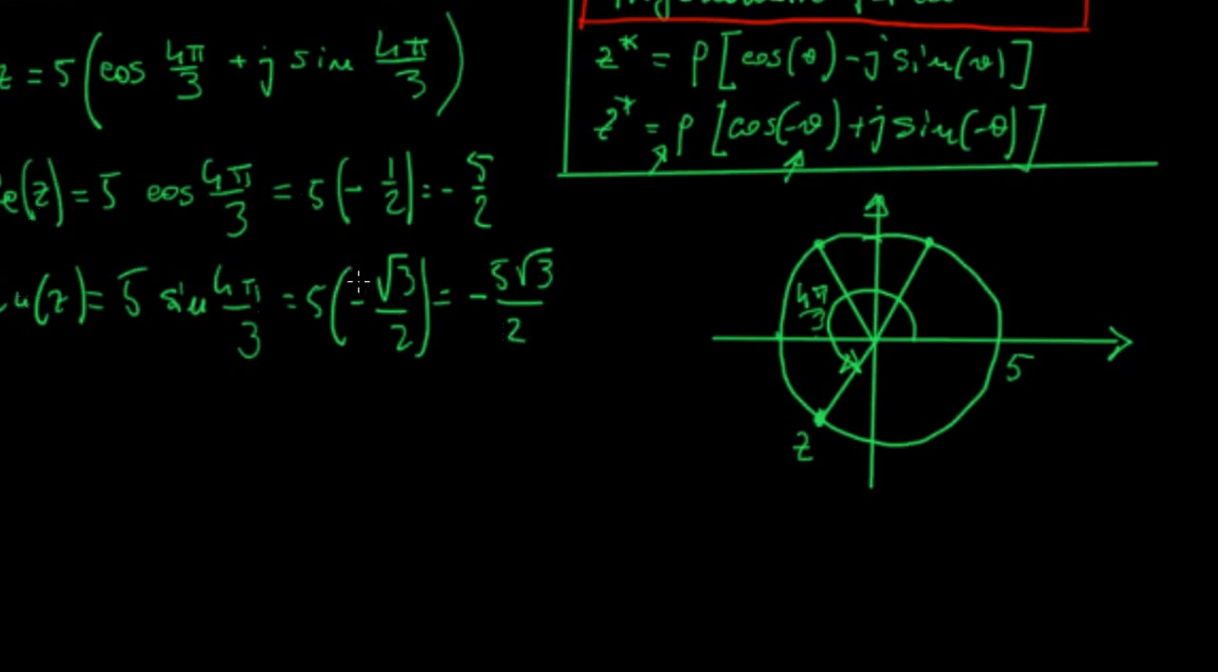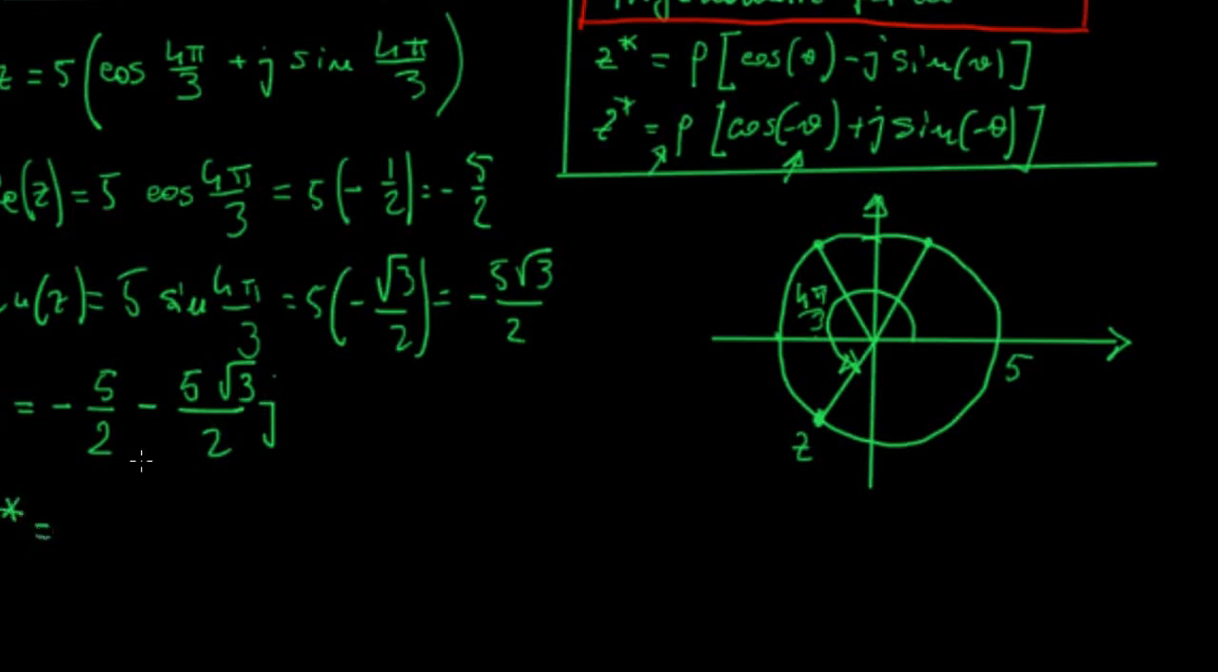So if we want to express this complex number z in Cartesian form, now we can, because z can be written as minus 5 over 2, this is the real part, minus 5 times square root of 3 over 2 j. And now it is also straightforward to write z star, the conjugate of z, by changing the sign of the imaginary part. So z star is given by minus 5 over 2 plus 5 times square root of 3 over 2 j, which has to be equal to what?